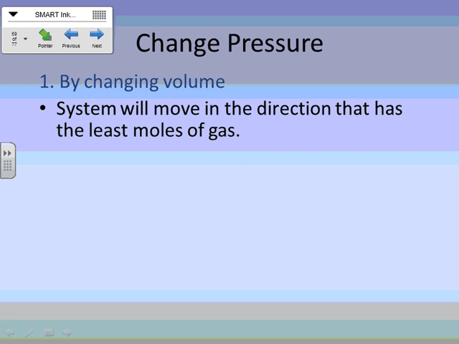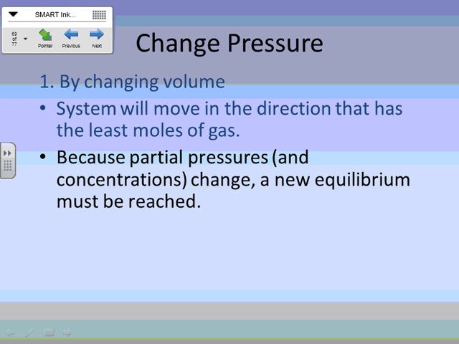So the system's going to move in the direction that has the least moles of gas. And then because the partial pressures change, a new equilibrium is going to have to be reached. Again, this is another way we can apply a stress to our system. It's got to reestablish equilibrium at that point. It's got to get back to where it was.